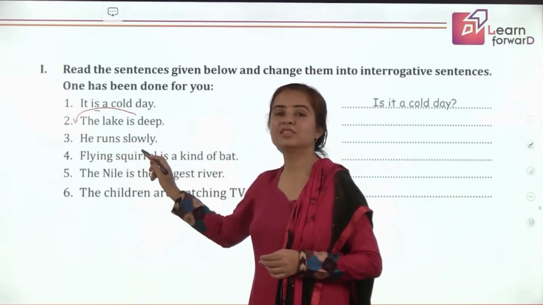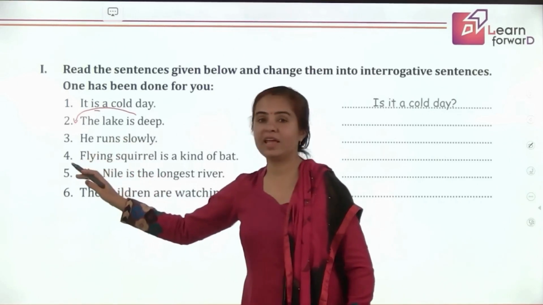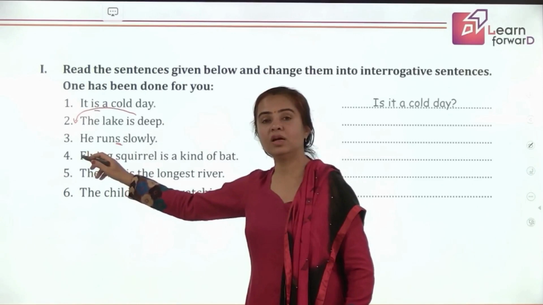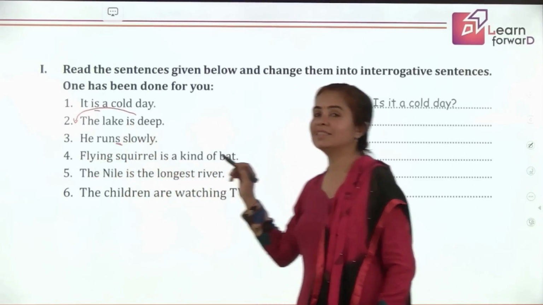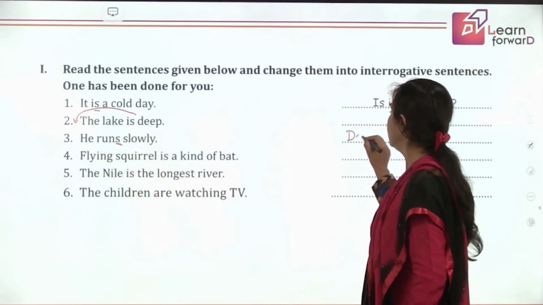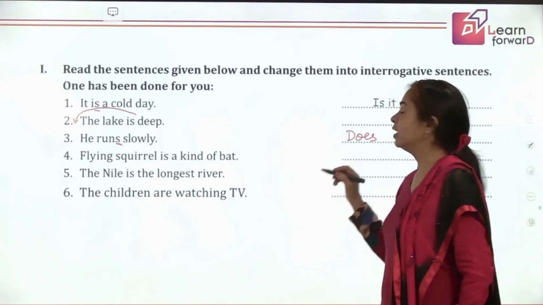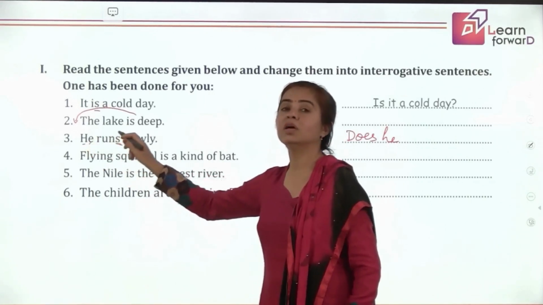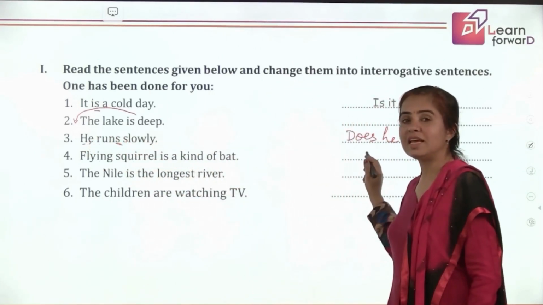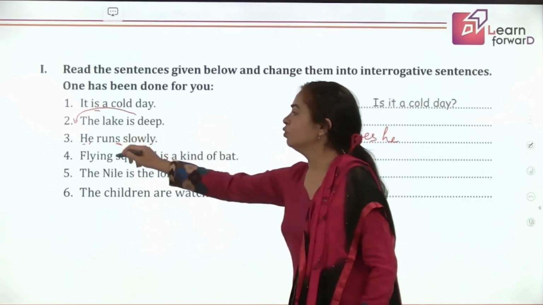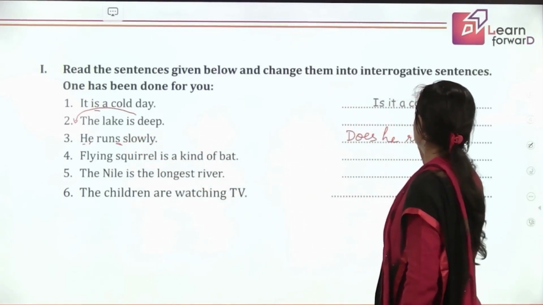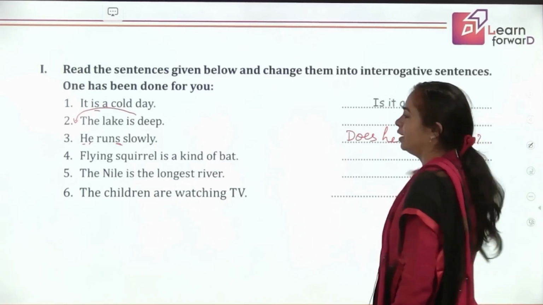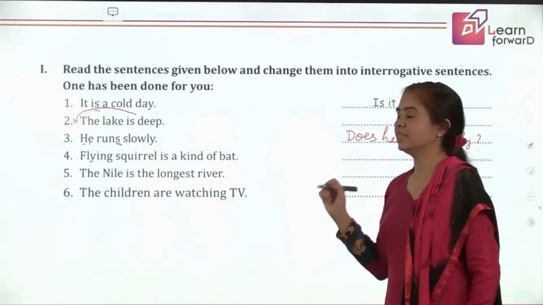He runs slow. Here you don't have any helping verb, and because he is singular, how will we start the sentence? We will use the helping verb does from our side. Does he? Now because this he is singular, we have already used es with do. So we will remove the es from the verb and the sentence will be, Does he run slowly? And a question mark at the end. Understood? Let's move to the next.